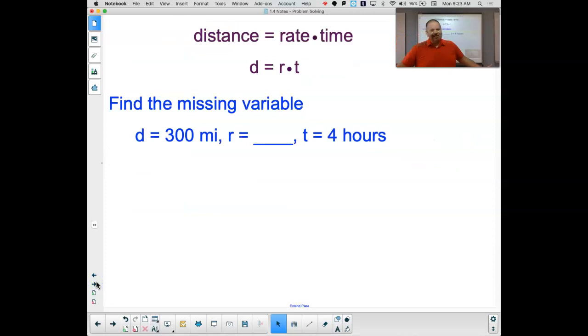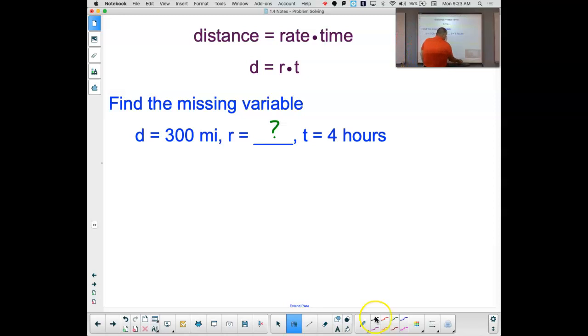First one, distance equals rate times time. Great simple formula for you. D equals R times T. We're going to ask you to find the missing variable. D equals 300 miles. R is we don't know. And T equals 4 hours.